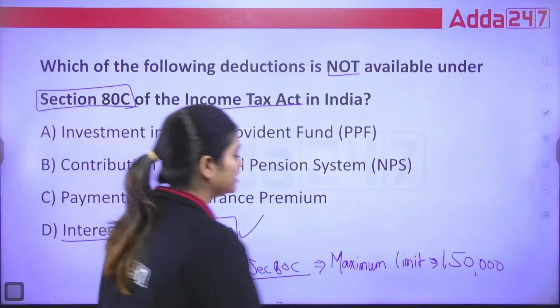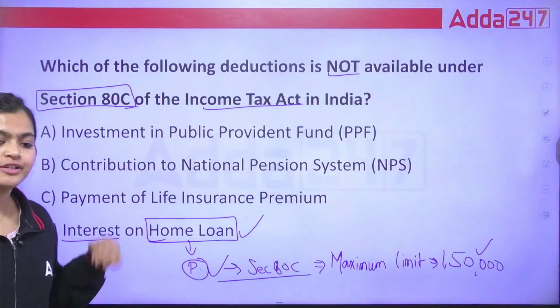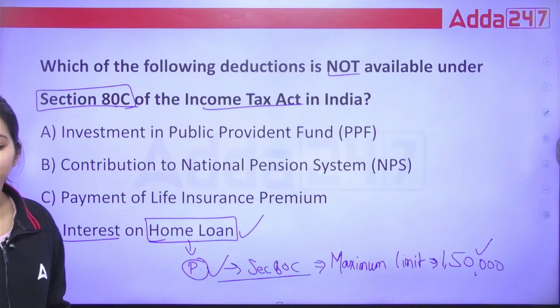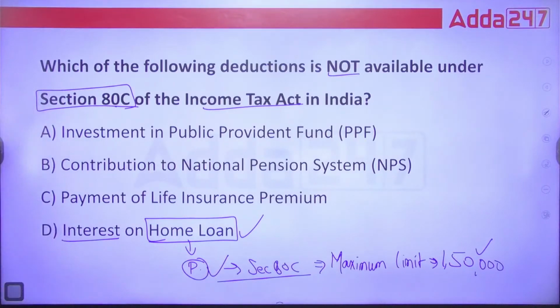So be prepared with the maximum limits, section numbers, and the different examples we have. Please revise all these things. Chaliye. So the correct answer of this particular question is option D.